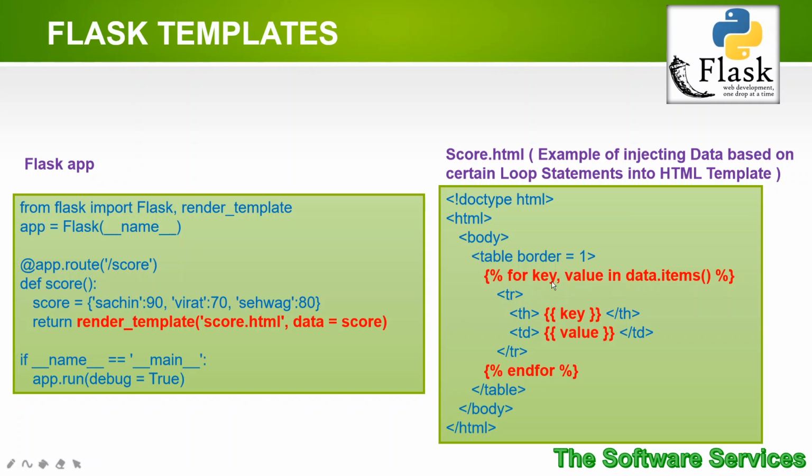For key, value in data.items(), because data is a dictionary. Inside a dictionary there is an inbuilt method called items. These items have key and value, it will store key and value, right? So Sachin will be stored in the key variable and 90 in the value variable. You can take any variable you want. You can take x and y here. It doesn't matter, the mechanics will still work.